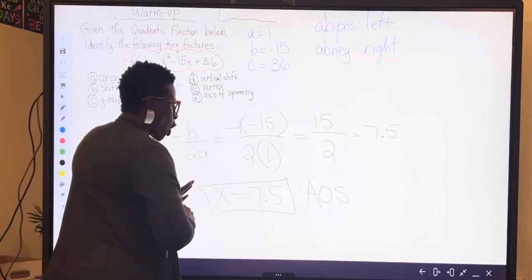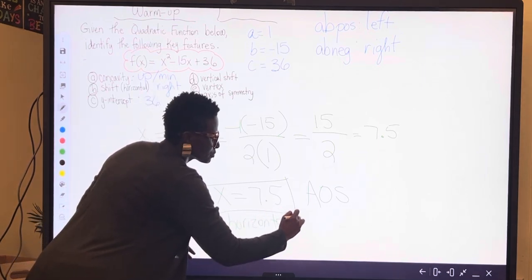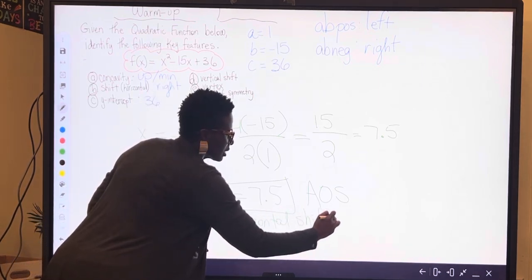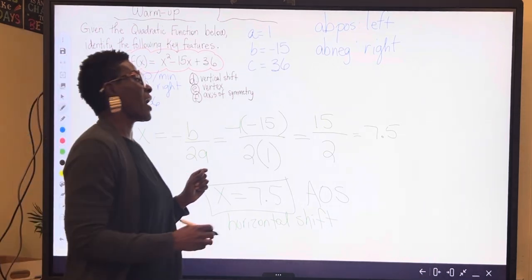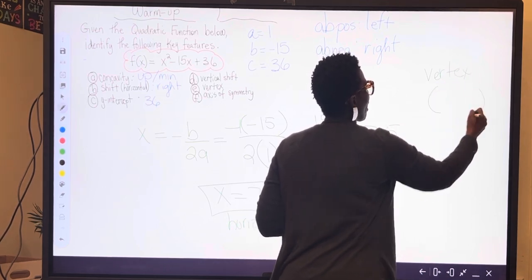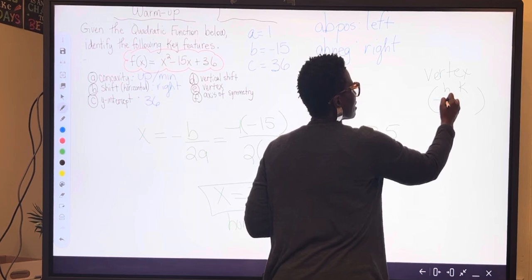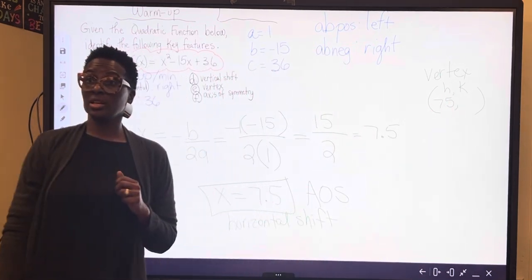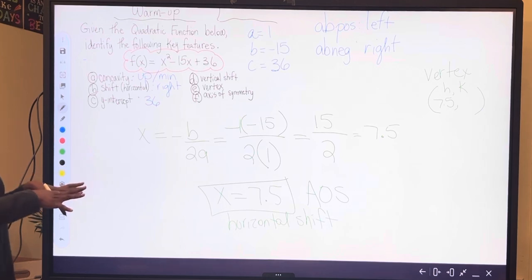This is my horizontal shift. And it is my X of my vertex. So if I'm asked to find my vertex, I already know one part of it. HK represents our vertex. It is 7.5. Is everybody following? Yes? All right. Now, people get here and get stuck.